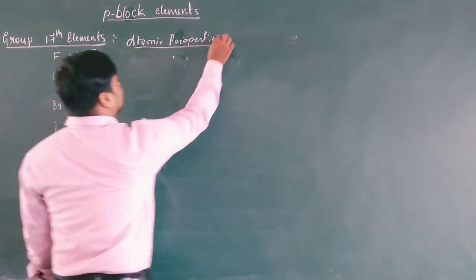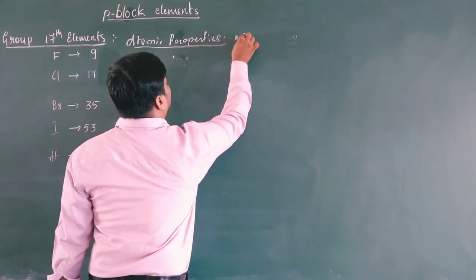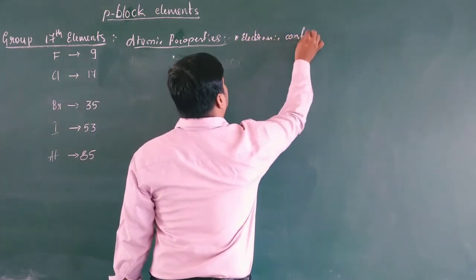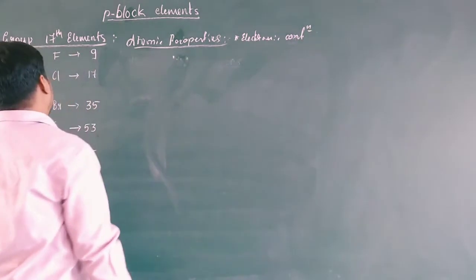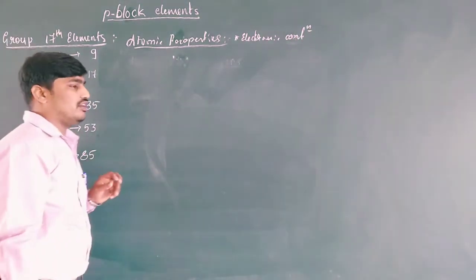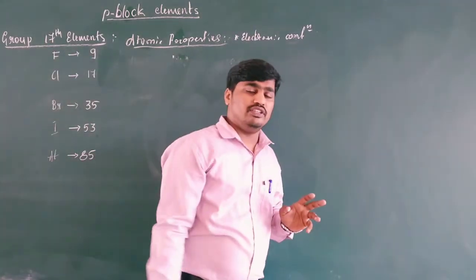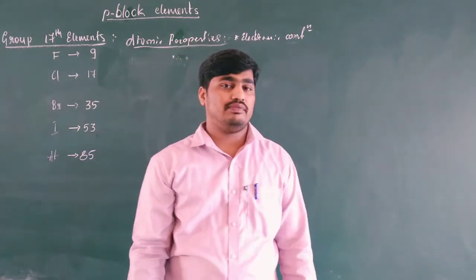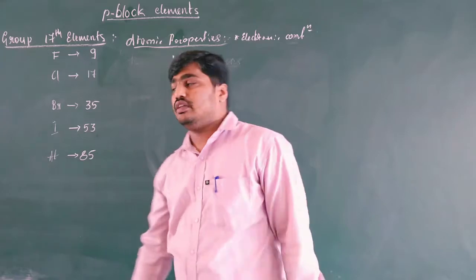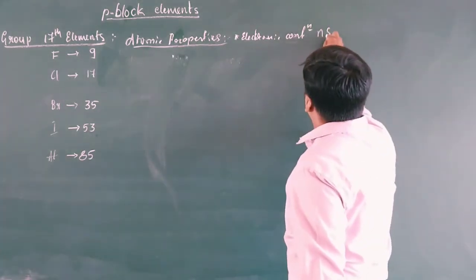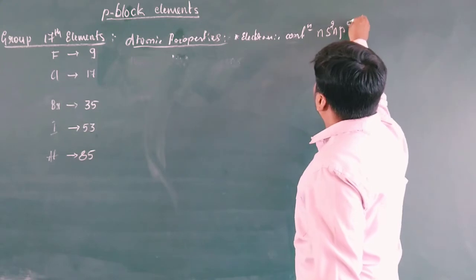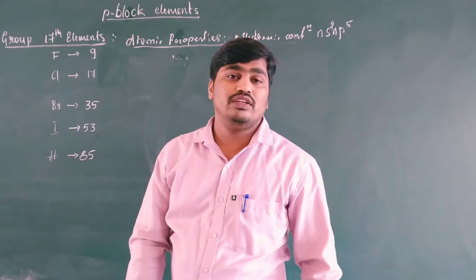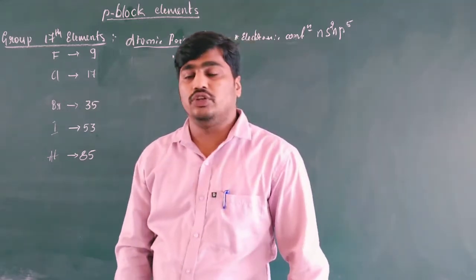electronic configuration. The second property, electronic configuration. What is the common electron configuration of these elements? They are present in the 17th group. One electron is required to attain the electronic configuration of the next noble gas. Hence the common electronic configuration is ns2 np5. Only one electron is required to show the stability of the next noble gas.